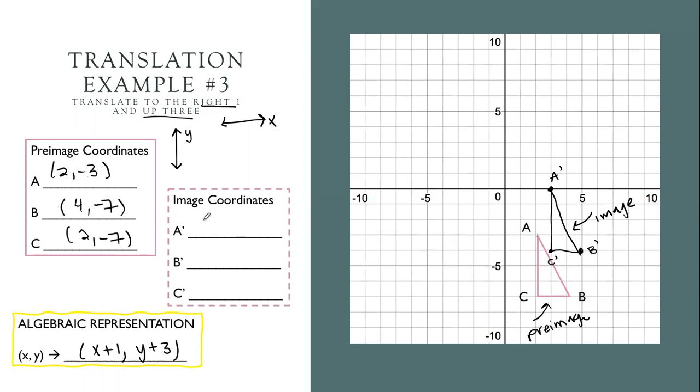A prime is at 3, 0. B prime, 5, -4, and C prime. So we should notice from our A, I'm looking at my X coordinates. From 2 to 3, I added 1. 4 to 5, I added 1. 2 to 3, I added 1, which is what we said in the beginning. And our Y coordinates, -3 to 0, -7 to -4, I added 3. So there's my algebraic representation. We see it right there.